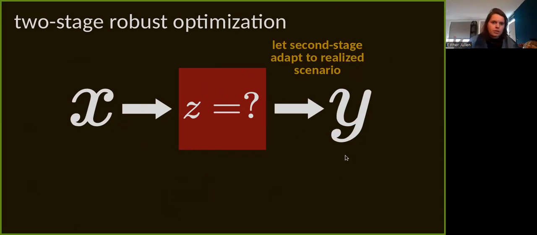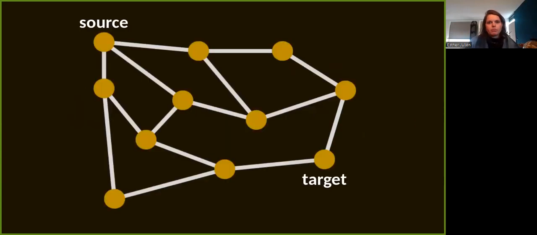But because in the second stage, in reality, you do know what has happened, you would like to adapt to your realization of uncertainty. So let's go back again to the same graph.